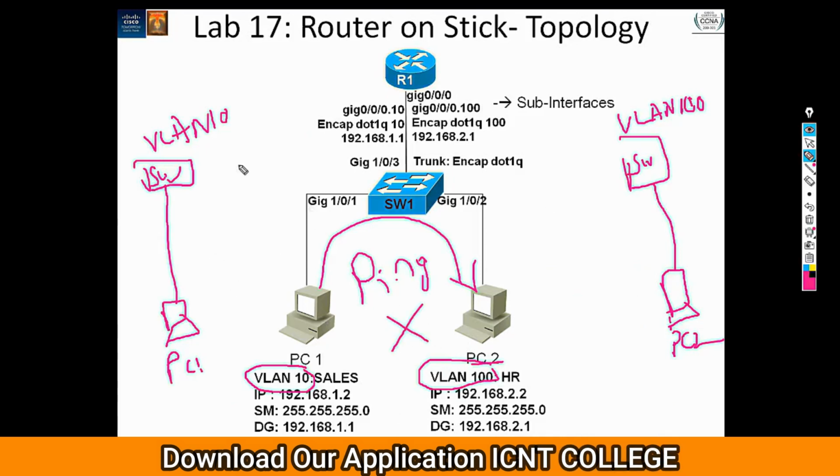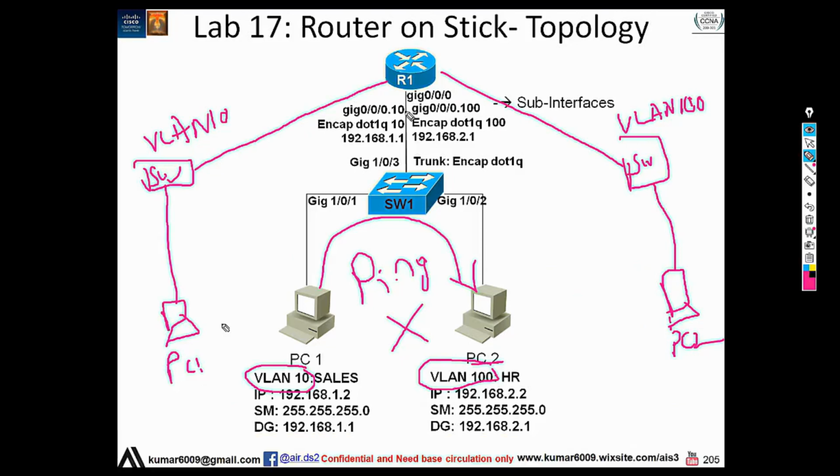So now I want them to talk to each other. I connect a router here and configure it, and then they can communicate. That is called inter VLAN routing. Inter VLAN means I want to communicate between two VLANs, so I need a router. The router receives the VLAN packet, removes the old tag, puts the tag of whichever VLAN you want to go to, and sends it.